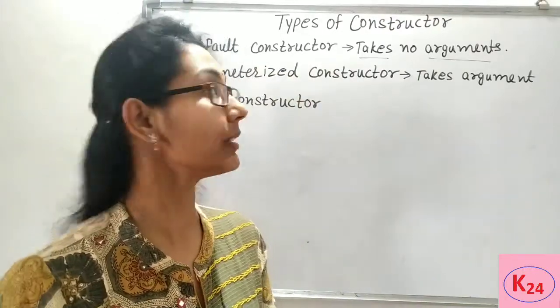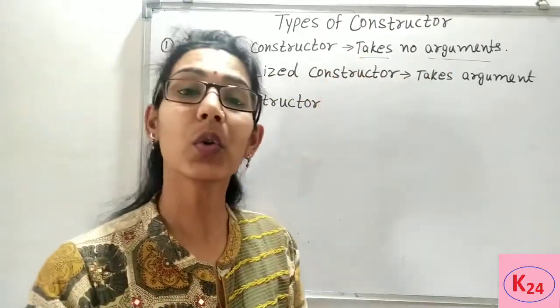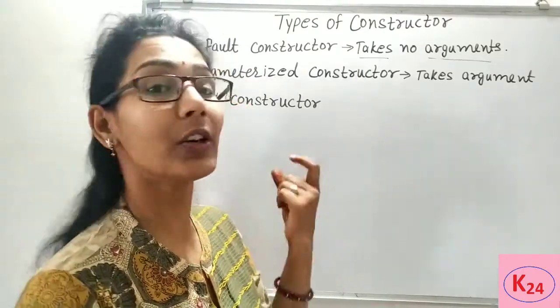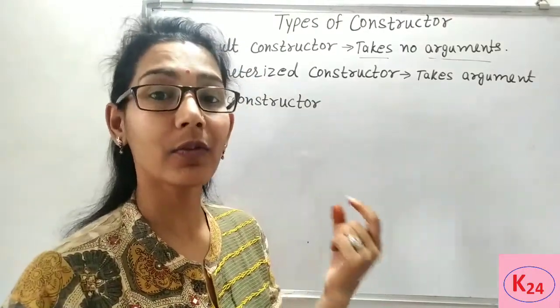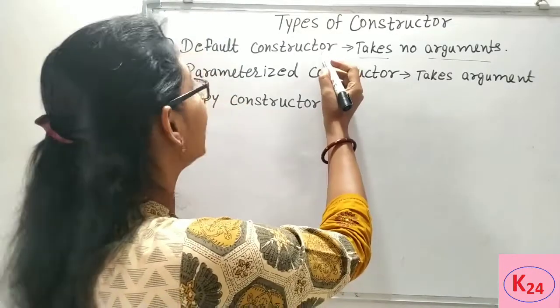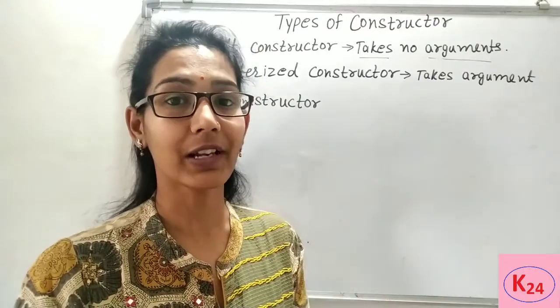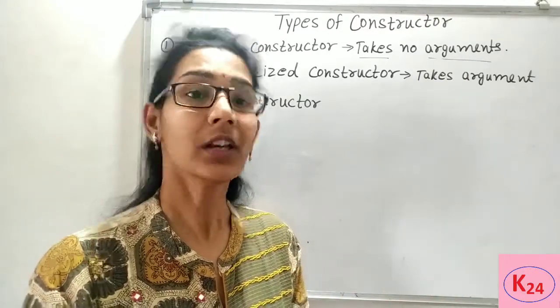Default constructor means it takes no argument. Means when we define the constructor, we will not pass any number of arguments. And basically, default constructor is used to assign the initial values to the data members of the object.